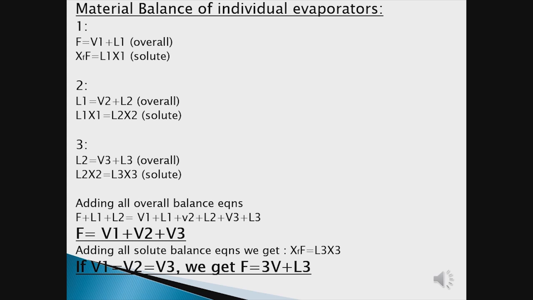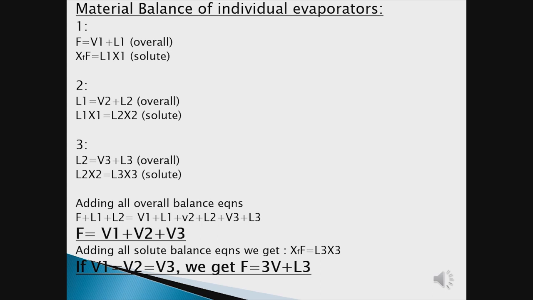And similarly, for the second and the third evaporator, the overall material balances are L1 equal to V2 plus L2, and L2 is equal to V3 plus L3, respectively, for the second and third evaporators. And coming to the solute material balance, it is L1x1 equal to L2x2 for the second evaporator, and L2x2 equal to L3x3 for the third evaporator.